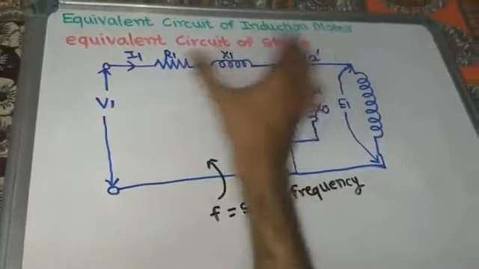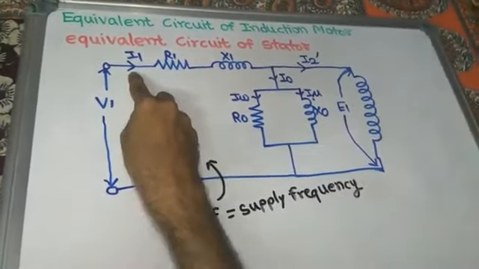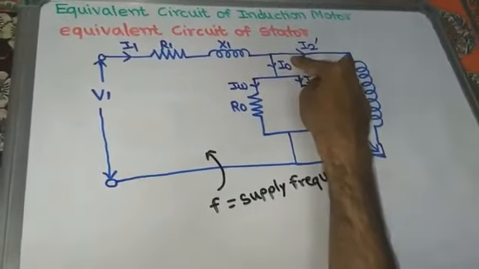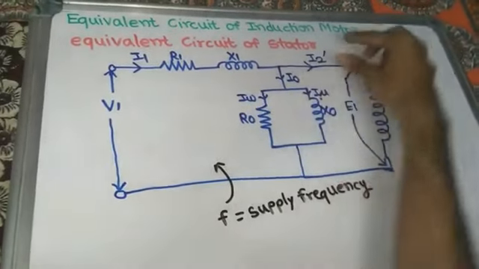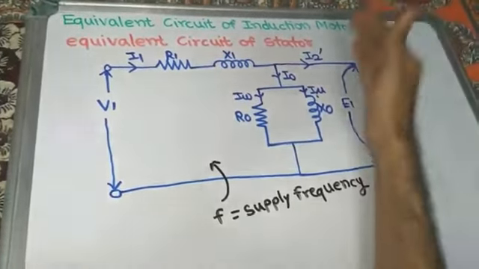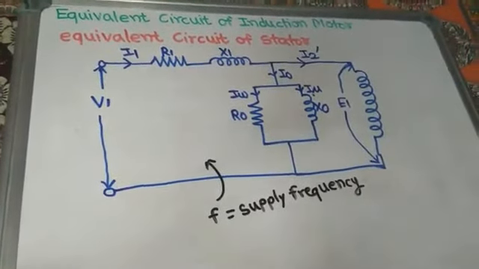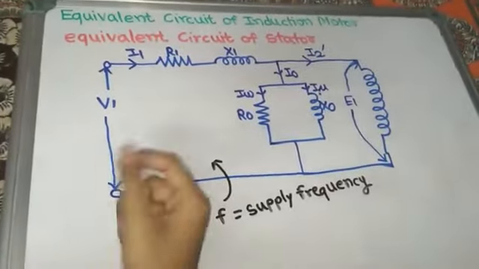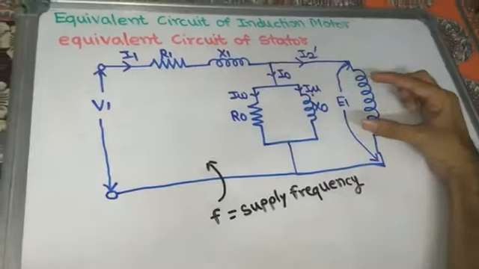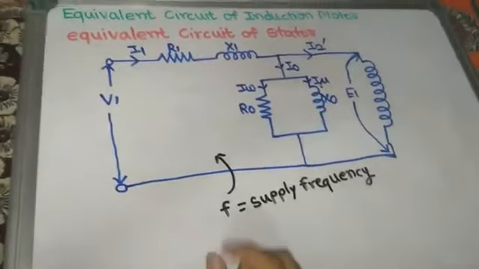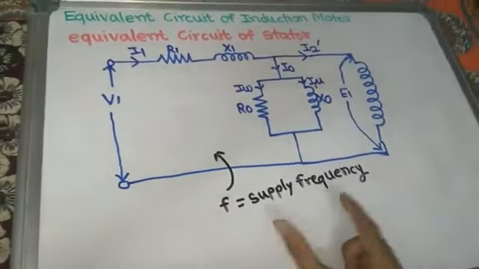And what about these currents? I1 is the current flowing through the stator winding of the three-phase induction motor, in which the current is distributed. I0 is the no load current, and I2 dash is the reflected current of the secondary winding or rotor winding of the three-phase induction motor. V1 is the applied voltage to the stator winding per phase, and E1 is the EMF induced in the stator winding per phase. The frequency of the supply given to the stator winding is the supply frequency, which is nearly 50 Hz.